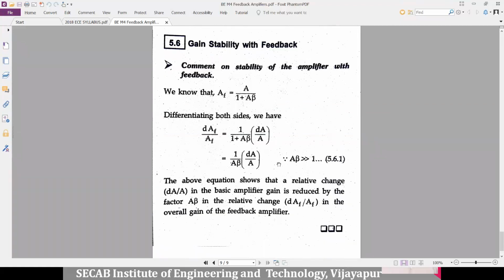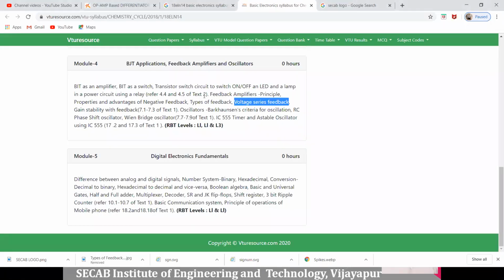With this we complete the topic of feedback amplifiers. I said that in this module there are three subtopics: one is BJT, another is feedback amplifier, and the next one is oscillator. So with this lecture we'll be completing feedback amplifiers.